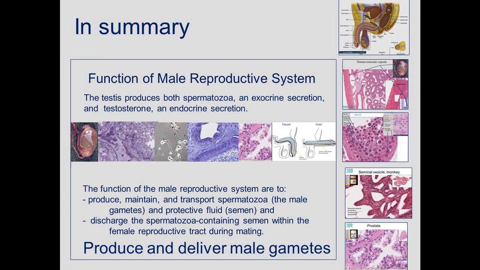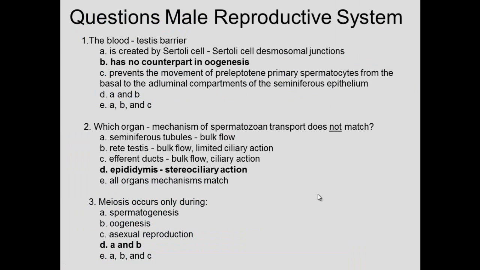get that done. We have some questions on the male reproductive system. Blood-testis barrier is created by Sertoli cell to Sertoli cell desmosomal connections. No, not desmosomal, tight junctions. Blood-testis barrier has no counterpart in oogenesis. Correct.